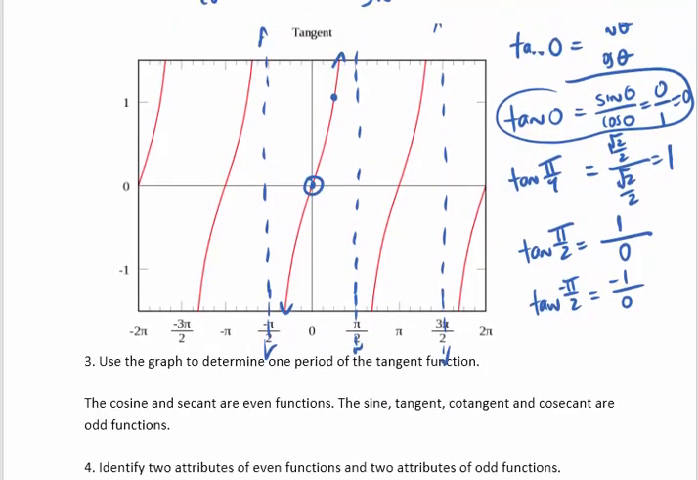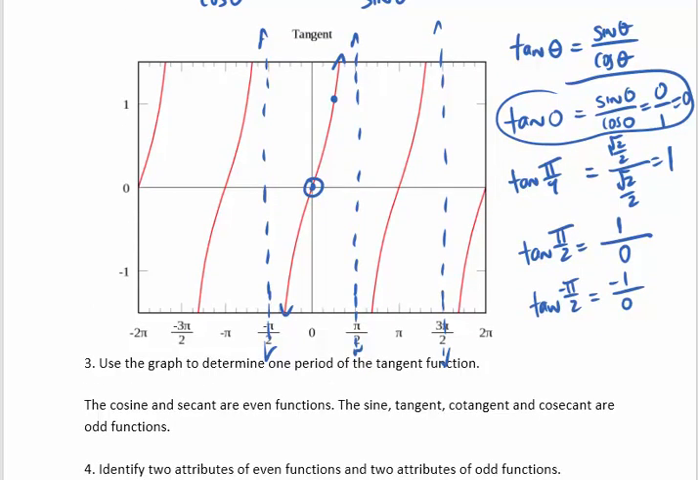So I've got a question here for you. Let's take a look at question 3. Go ahead and think about that question. Use the graph to determine one period of the tangent function. And tell me also what the period is. Every period has a starting point and an ending point, so tell me the length of the period and then also the starting point and ending point. Go ahead and pause your video player and answer that question. When you get done, hit play to see how you did.